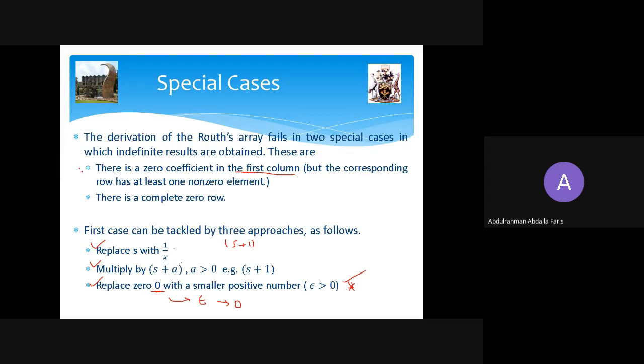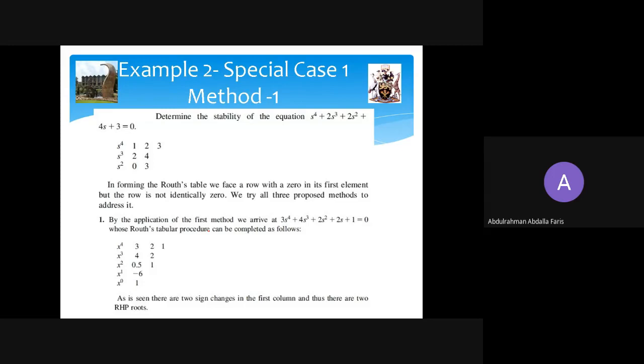So this first case, actually you can proceed by using either of these three methods. As I said earlier, most textbooks use this third method or approach. So for the first method, let's say we have this equation, determine the stability of the equation s to the power 4, plus 2s power 3 plus 2s power 2 plus 4s plus 3.